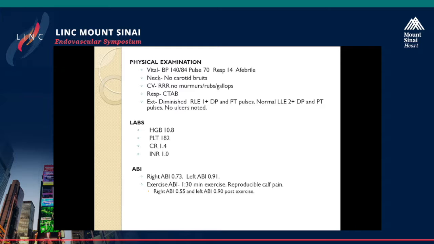The patient did undergo ABIs. Resting ABIs showed a right ABI of 0.73 and a left ABI of 0.91. The patient underwent exercise ABIs and at 1 minute and 30 seconds had reproducible calf and thigh pain. With exercise, the right ABI dropped to 0.55 and the left one stayed the same. Next slide, please.